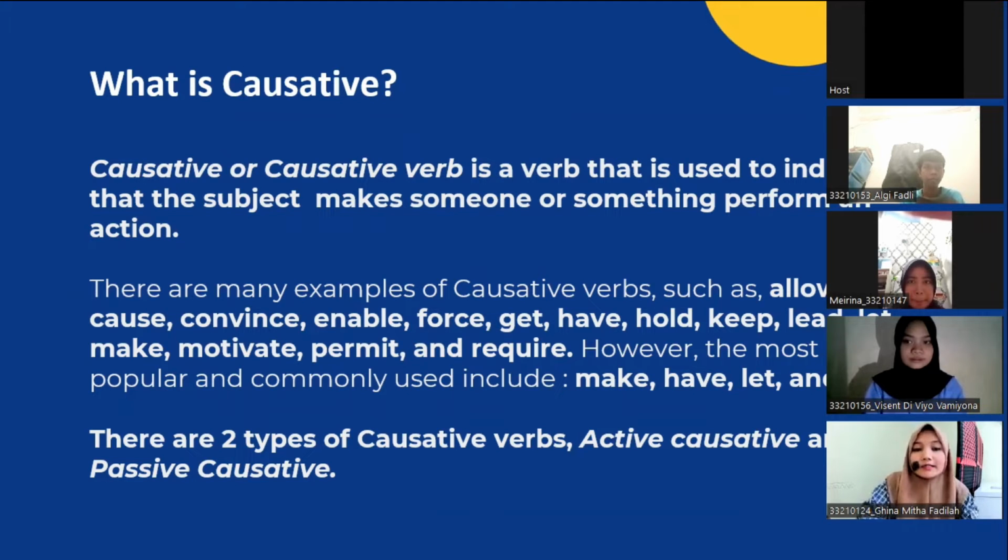There are many examples of causative verbs, such as allow, cause, convince, enable, force, get, have, hold, give, lead, let, make, motivate, permit, and require. However, the most popular and commonly used include make, have, let, and get. There are two types of causative verbs, active causative and passive causative.